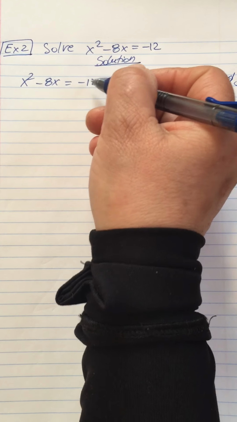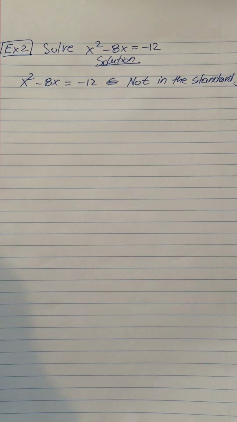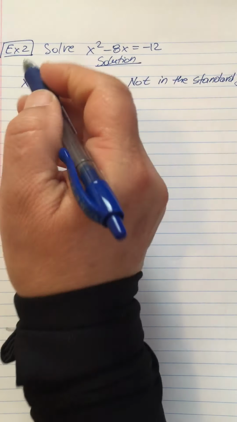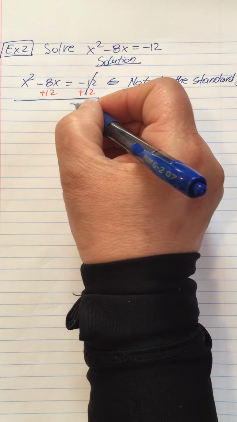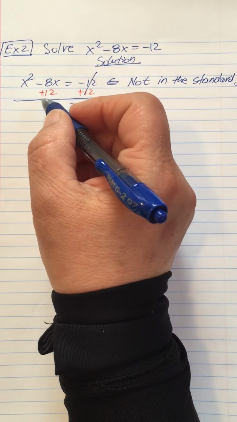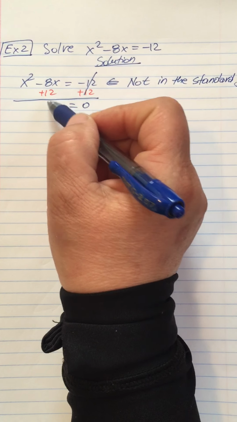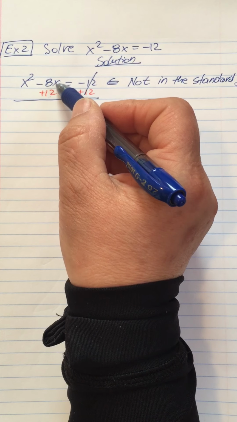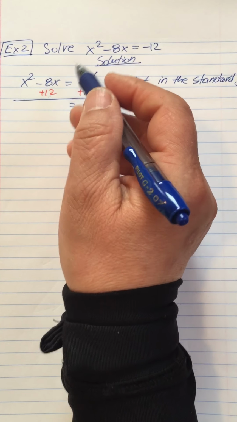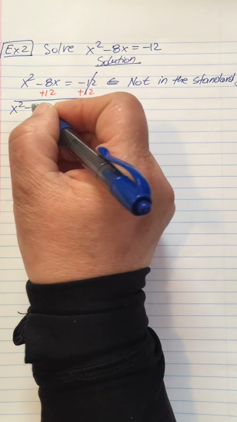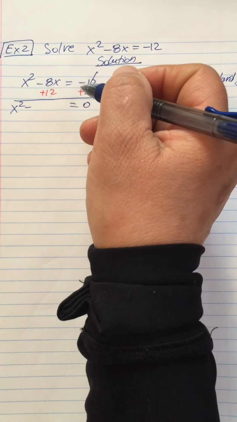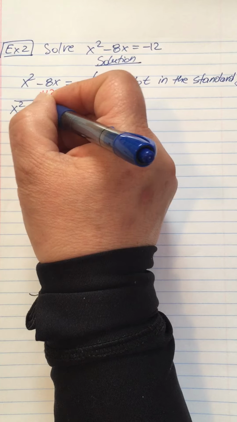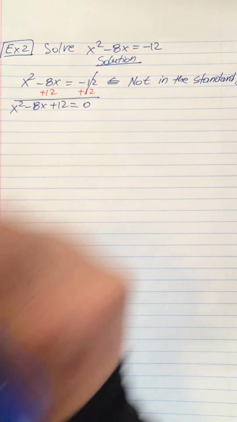So what do I have to do? I have to send it to the other side. How? By adding 12 to both sides. And now on the right I will have 0, and all three terms will be on the left. Now what is the mistake students always make? You cannot combine terms that are not like. Here you have x's and here you have just a number. You cannot combine, but just rewrite. And recall why you added 12 to both sides, only to have three terms on the same side. So I have x squared minus 8x plus 12 equal to 0.